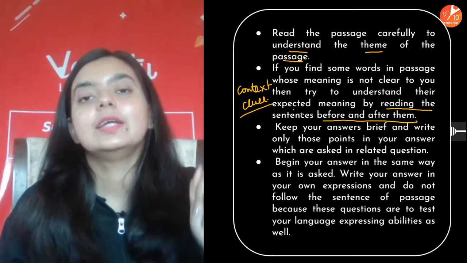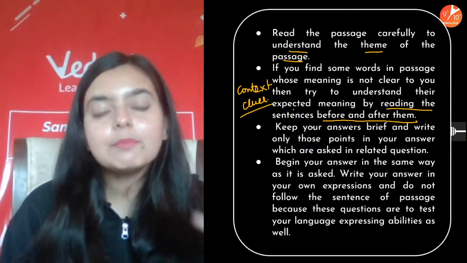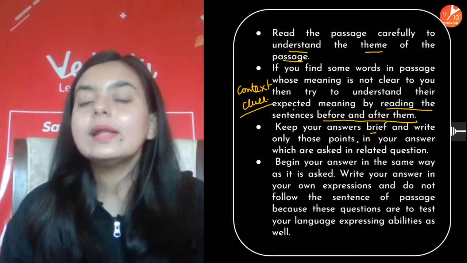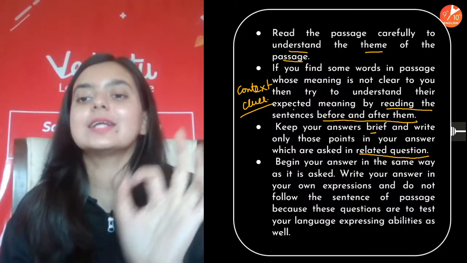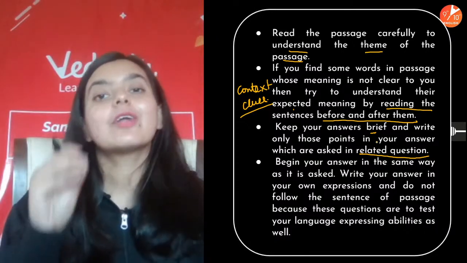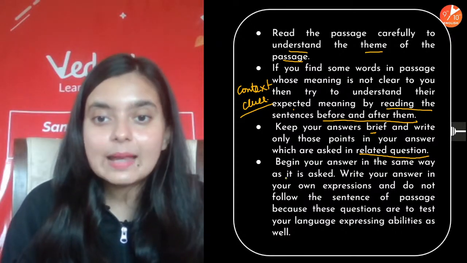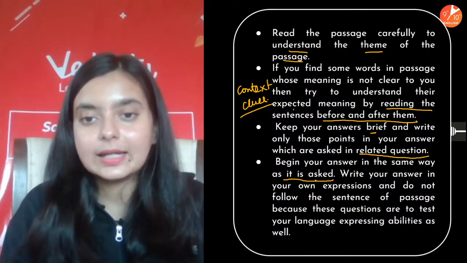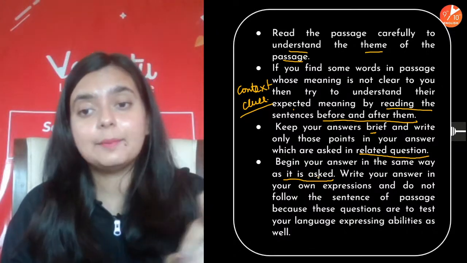Okay. And then this time you have to write your own answers from the comprehension passage, right? So you have to frame your answers in your own words. So please keep your answers brief and only those points which are related to the question. Very important. If you do not relate your answer to the question, you will not be awarded any marks. And try to be as original as possible. Try to frame your answer in your own words. Very important. And begin your answer in the same way as it is asked. Relate your answer to your question. Very important. So that is going to help you to be original.